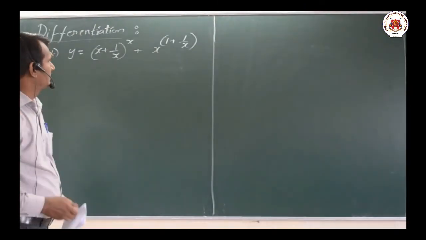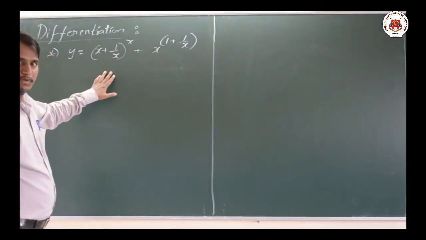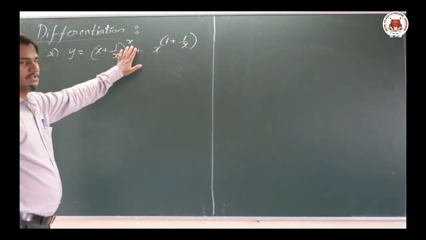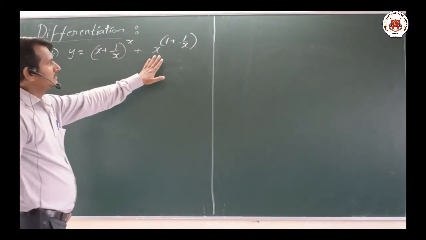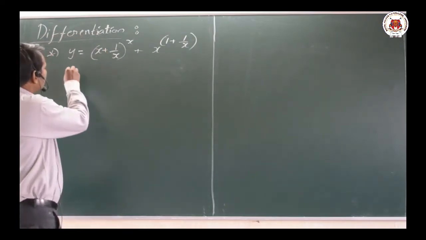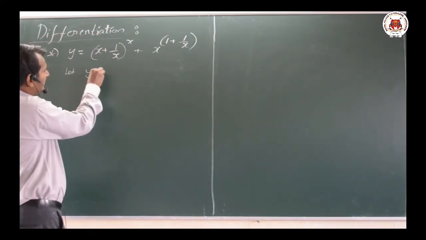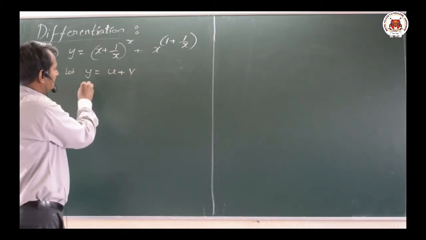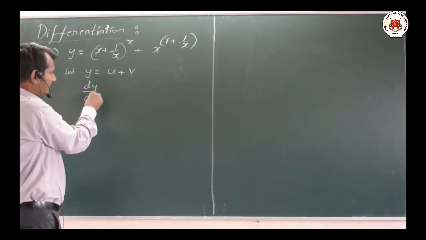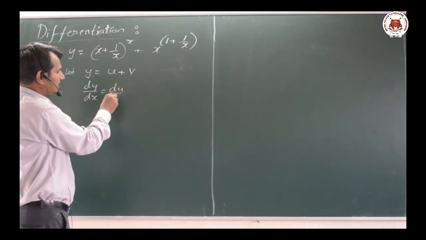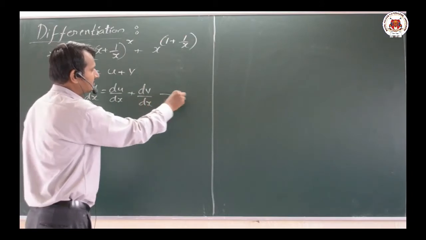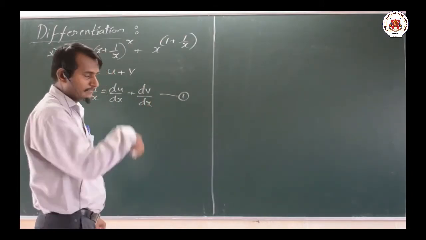Hello dear students, now let us move on with the next problem. The question is on the board, that is y is equal to x plus 1 by x to the power of x plus x to the power of 1 plus 1 by x. Very simple thing here. Now let us take it as, let y is equal to u plus v here, differentiate with respect to x, that is nothing but dy by dx equal to du by dx plus dv by dx. Take it as equation number 1 here.